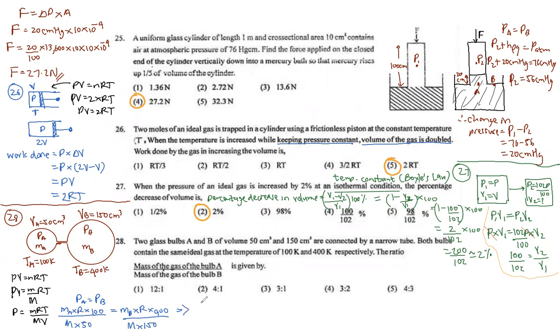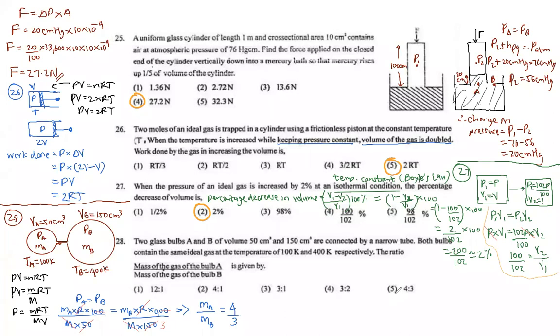Therefore, you will end up with mass of gas in bulb A over mass of gas in bulb B equal to, let's cancel out the things we can cancel. Capital M you can cancel out, capital R you can cancel out, these two zeros we can cancel out, and this 50 and this 150 we can cancel out, put a 3 here. So I have a 4 and a 3. So 4 by 3. I'm getting 4 by 3. Anyone else who got the answer? 4 by 3. Yeah, it's pretty simple and straightforward.